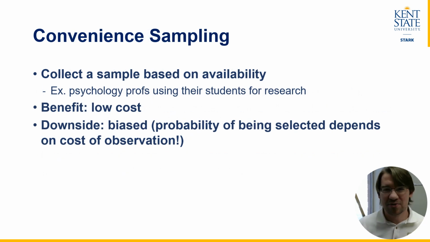The last sampling method I'll mention is often researchers' favorite, a convenience sample. Convenience sampling is exactly what it sounds like. We sample based on availability. For example, when a psychology professor uses their students for research, that's a convenience sample. The big benefit is that this is the lowest cost option. However, it is also inherently biased, since the probability of being selected depends on the cost of observing you.